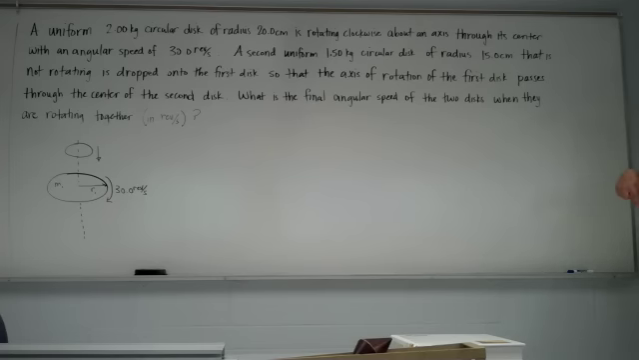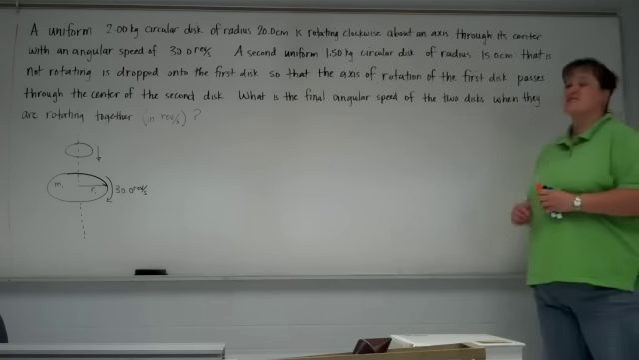So their centers are the same. Because of friction between the two discs, they'll eventually end up rotating at the same rate. We want to know what is the final angular speed of the two discs when they are rotating together. So this is a collision.